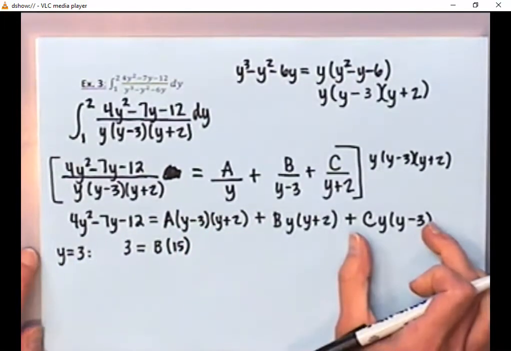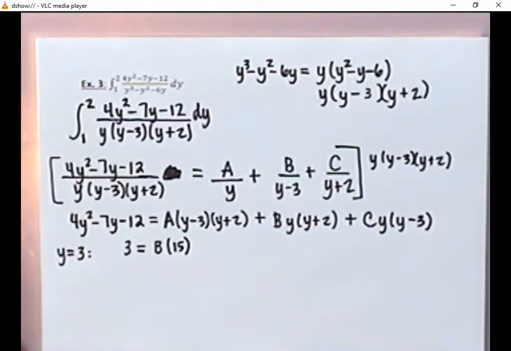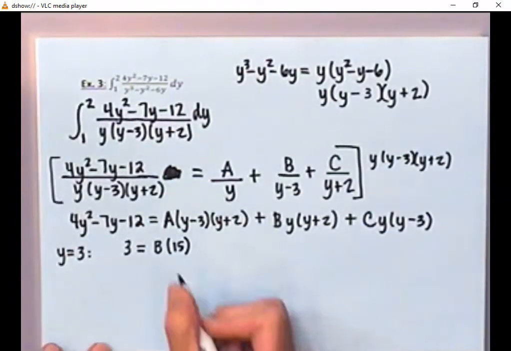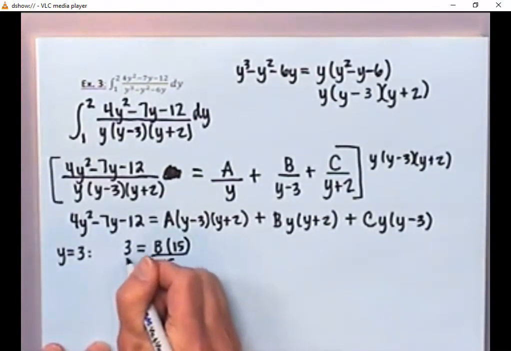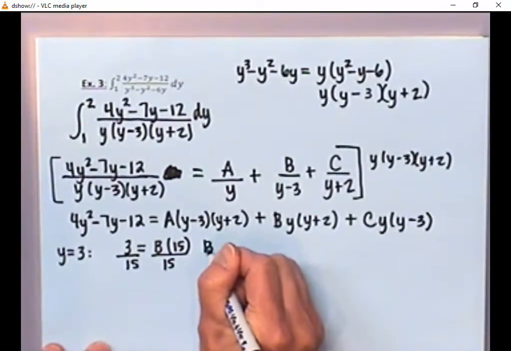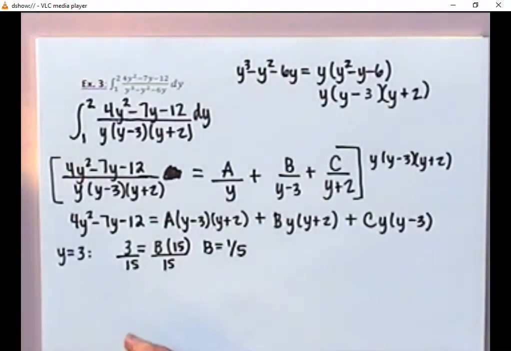What about the c term? Gone. Perfect. Because now I can solve for b. So if I get the other two terms to cancel, I've got b left. What do I get for b? Yeah, 1/5. Okay? So yeah, you'll have a fraction, but that's okay.